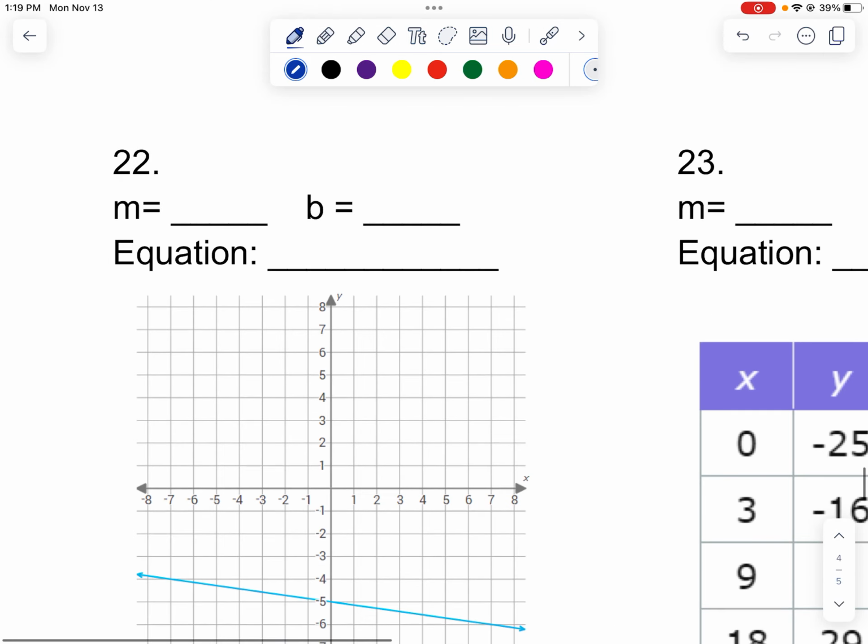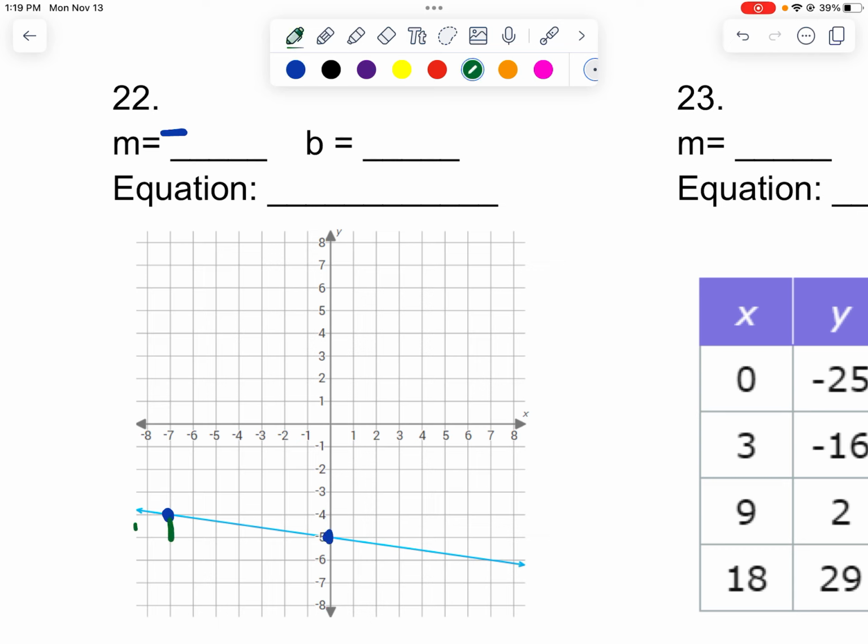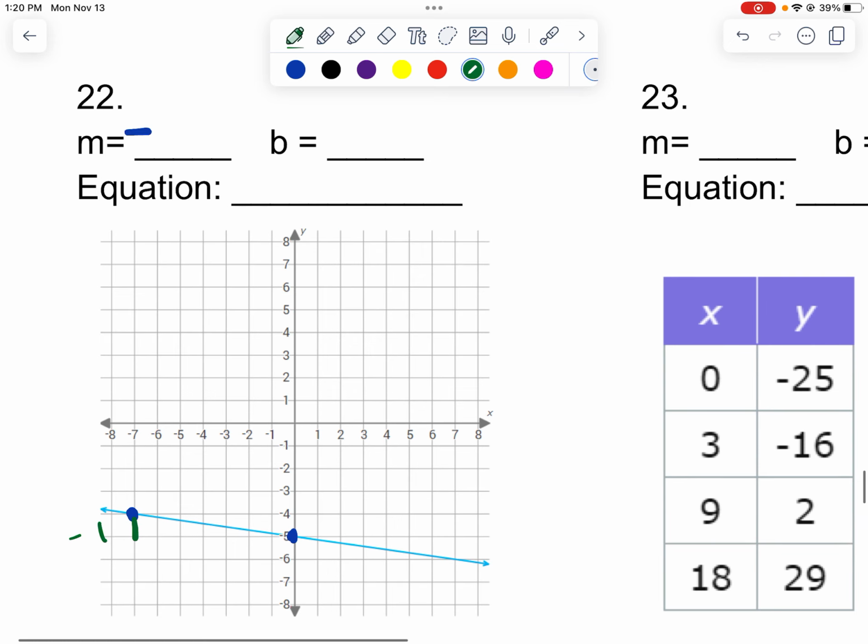So this one, my slope is negative automatically, so I'm going to automatically write a negative sign here. So I'm going to pick 2 points. There's a point here, there's a point here. So I go down 1, and I go over 7. So my slope is negative 1/7. B, right here at negative 5. So my equation is negative 1/7 x minus 5.